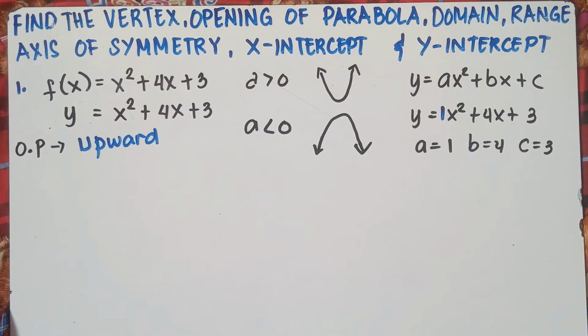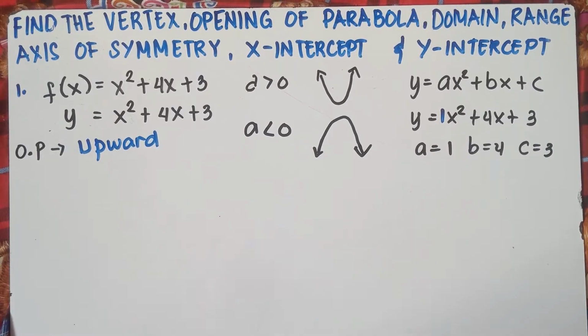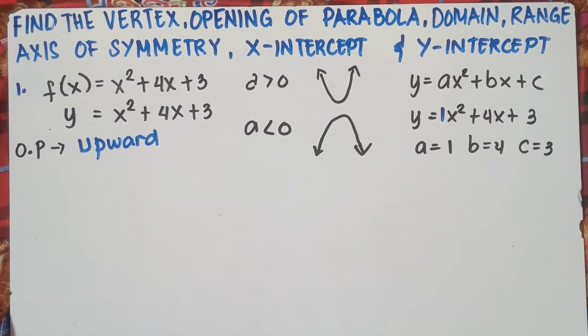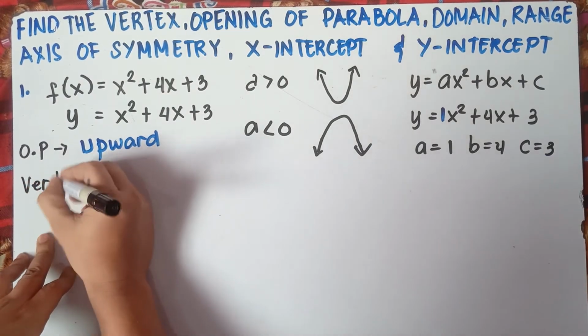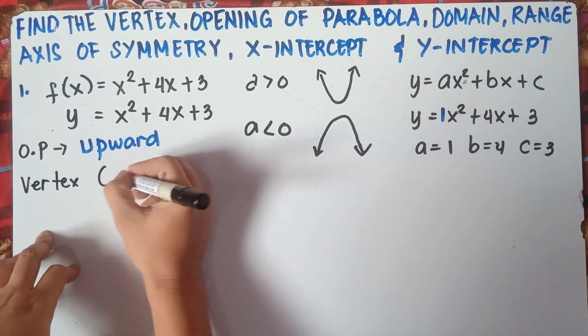Alright, we're done with the opening of the parabola. Next, we need to determine the vertex. Now, how will you determine the vertex? To get the vertex, class, you need to find the values of h and k. Once again, the vertex is h and k.